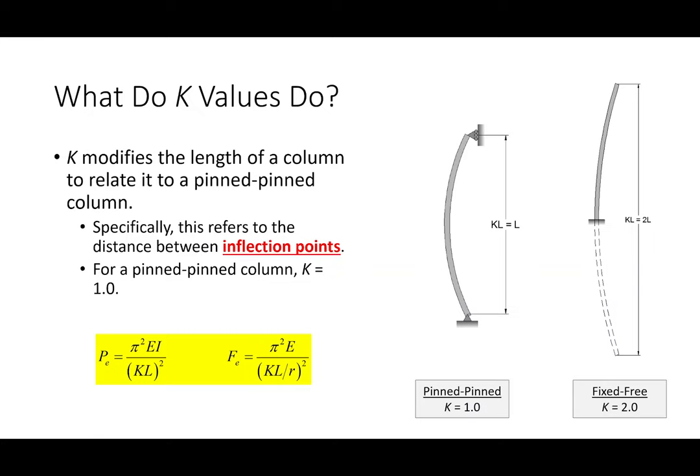This is what we did our derivation on, right? So we take a k value of 1 for the base case. For any other case, we take the buckled shape of the column and ask how far it is between the inflection points, and take that distance and divide it by 1 over here, and we get a k value. So for a fixed free column, we have a k value of 2. Does that idea make sense? That's what an effective length factor is.